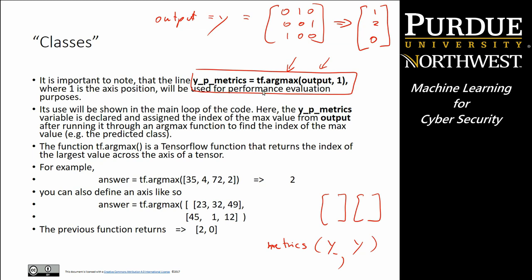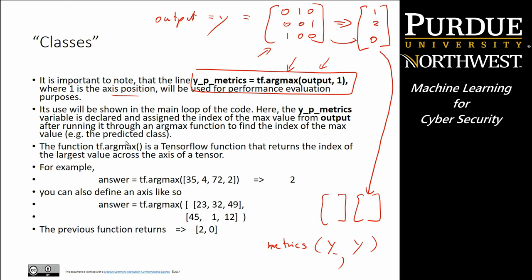So we are going to use this little function, since TensorFlow predicts this, just to convert it to that, and then once we have that, we fit it in there, and now, once again, we can get all of our metrics very easily. All right? So it is important to note that this line, where 1 is the x-axis, will be used for performance evaluation purposes. Its use will be shown in the main loop of the code, and so we will see it later on.